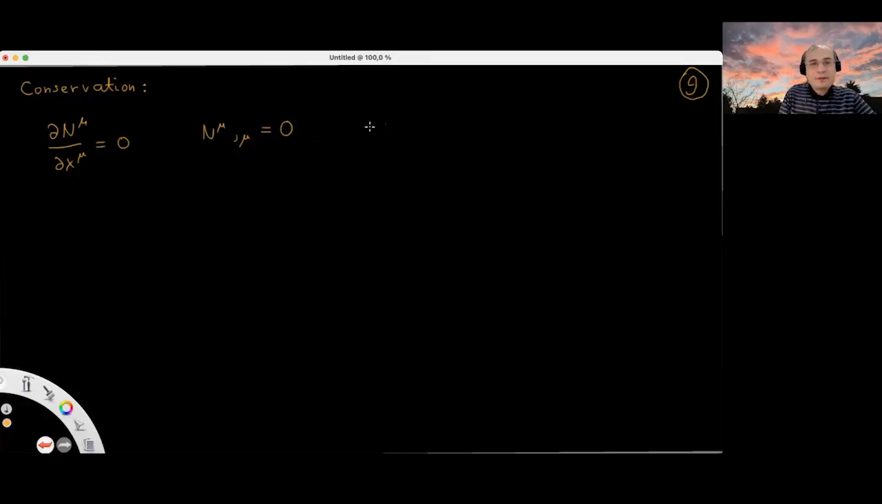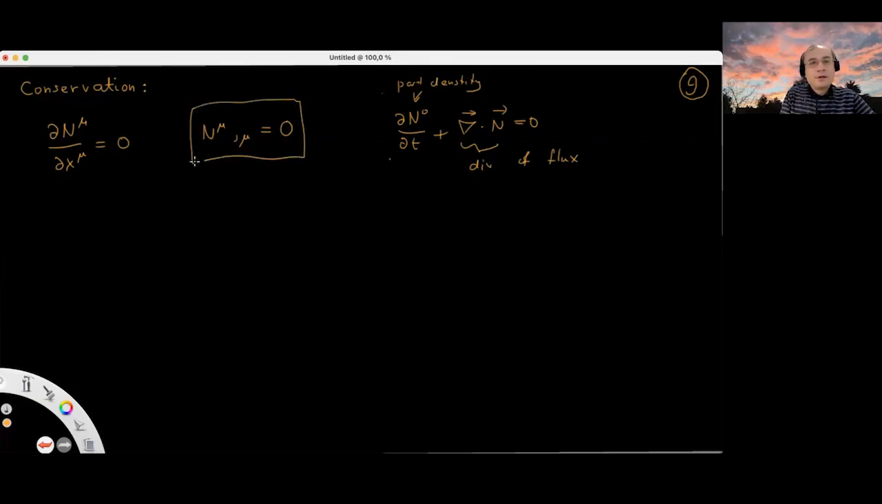It turns out that, if we write n, it simply has the form of dn⁰/dt plus the divergence of the flux, ∇ times the spatial n, equal to zero. And that's the conservation law for this particle density. And this is the divergence of the flux. So if we assume the number of particles to be conserved, we have to impose this additional equation, which has a very nice, very simplified form in comparison with everything else.